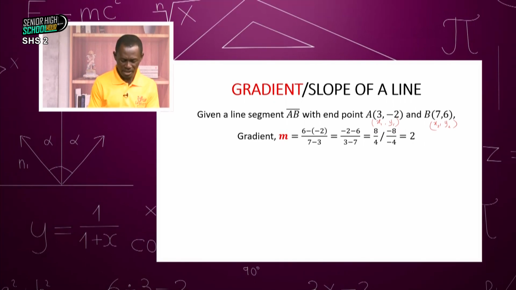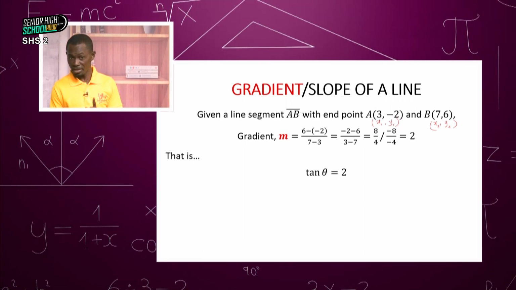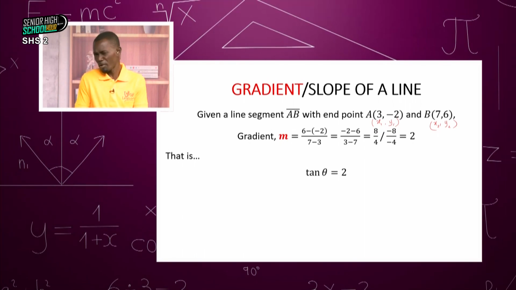So our gradient M equals 2. This means that, remember, our gradient M is the same thing as tan theta. So tan theta is equal to 2. That's what it means. But remember, we don't often need tan theta. Sometimes we just want to know what theta is.